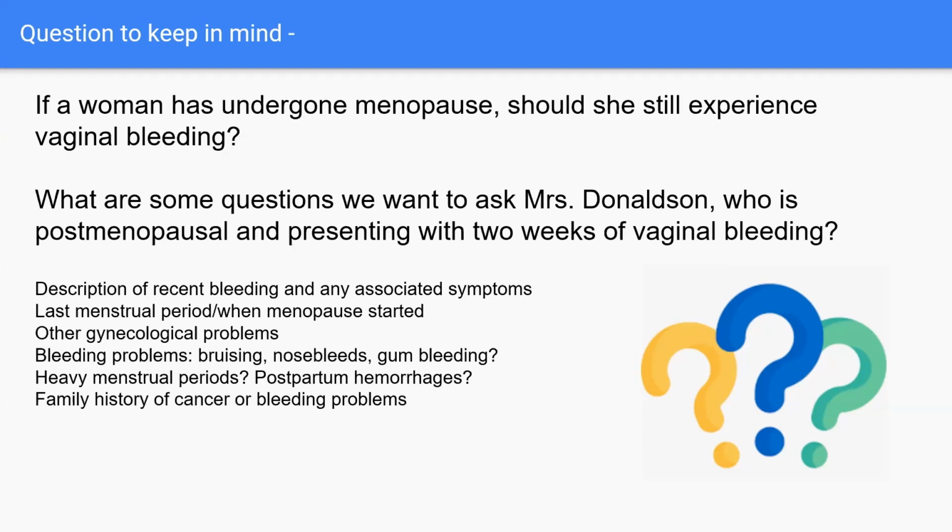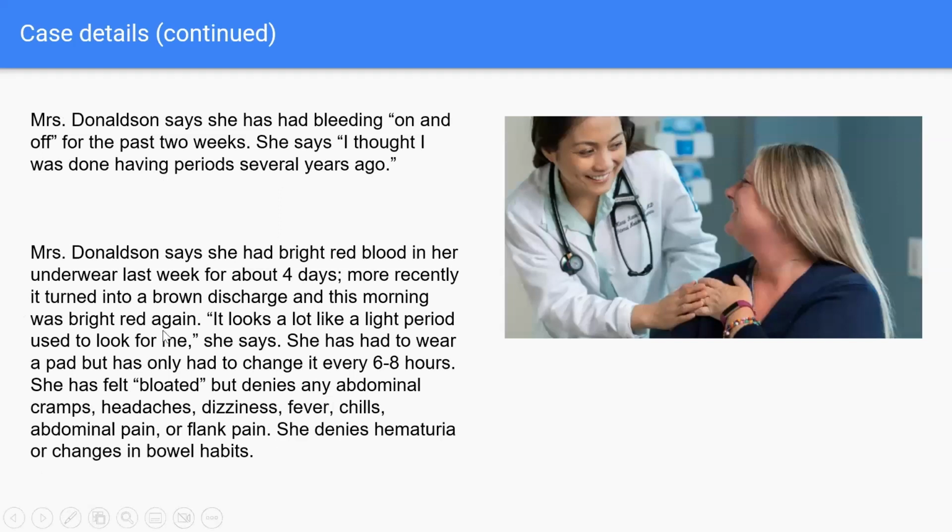Family history of cancer or bleeding problems, detailed meds is always important, and then up to date on any cancer screening. So even mammogram, colonoscopy, cervical cancer screening, as you guys mentioned. Great. All right, so here's a little bit more about the case, and I'll let you guys read this.